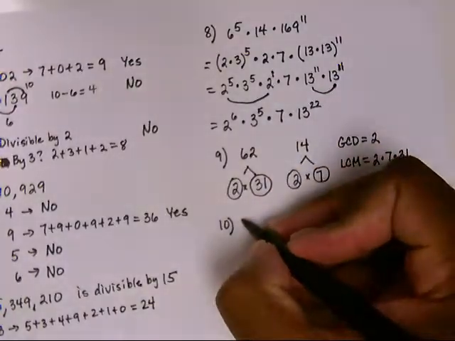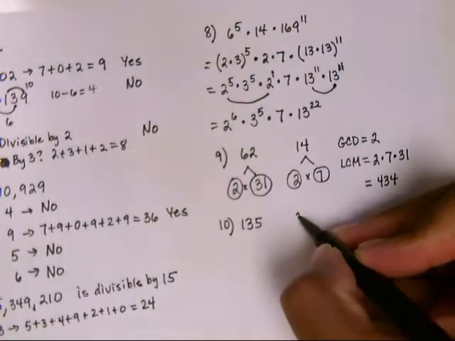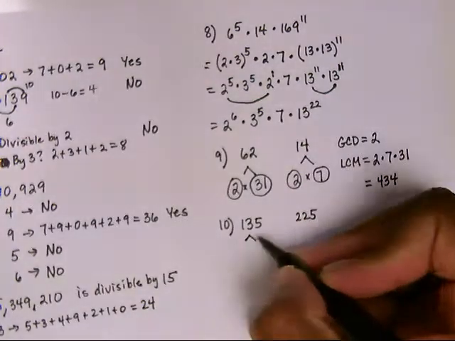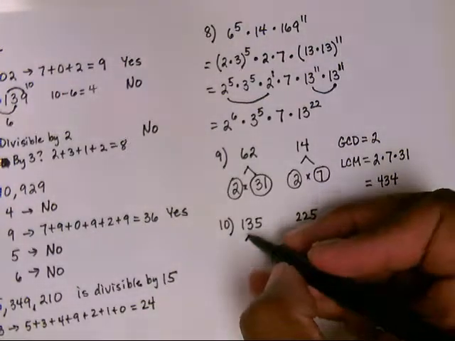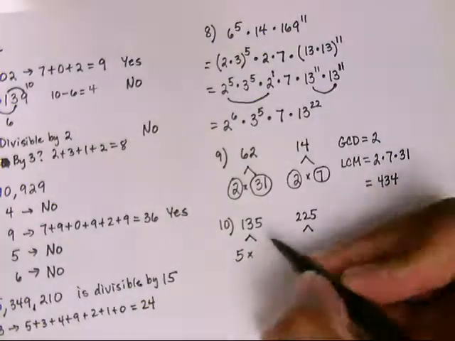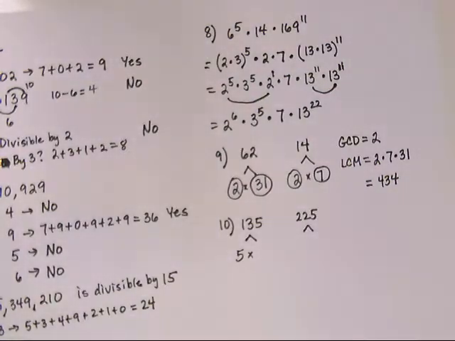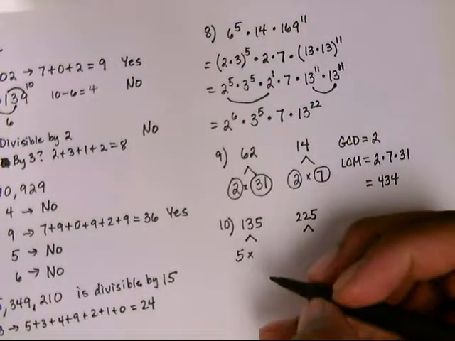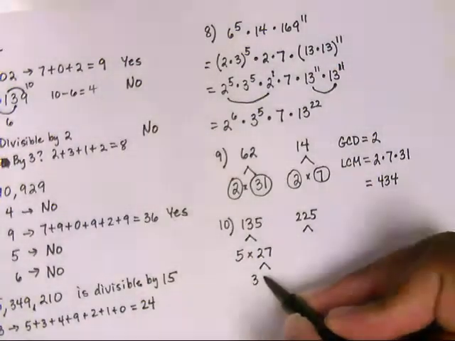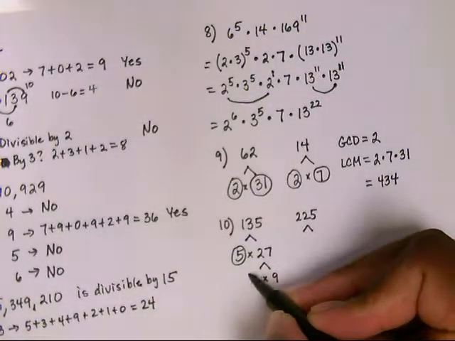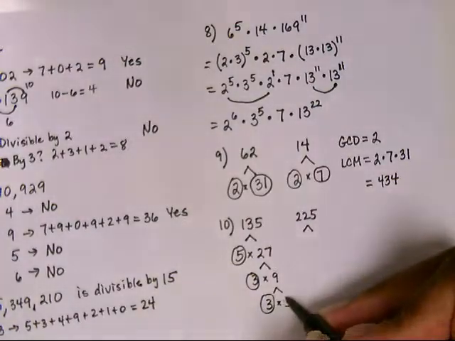Alright, here we need the greatest common divisor of 135 and 225. I can do prime factorization as well here. I know 135 is divisible by 5. And 5 can go into 135 27 times. And then 27 can be broken up as 3 times 9. And I'll circle these prime factors. 9 is 3 times 3. And 3 is prime.